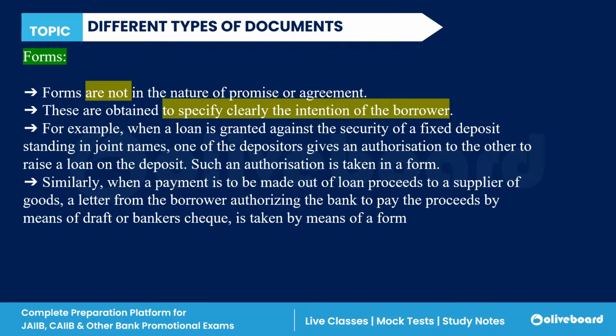If I give you an example, the loan is granted against security of an FD, and this FD is in joint names. If one depositor wants to take a loan against that FD, the other depositor has to give an authorization, and such authorization and confirmation should be taken in a form. So a form is neither a promissory note nor an agreement.